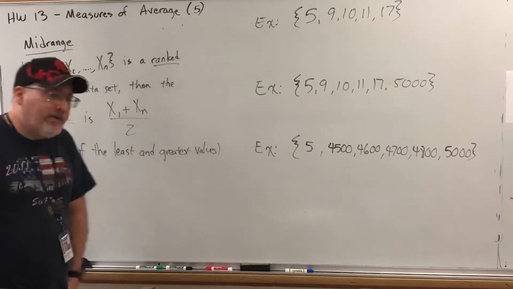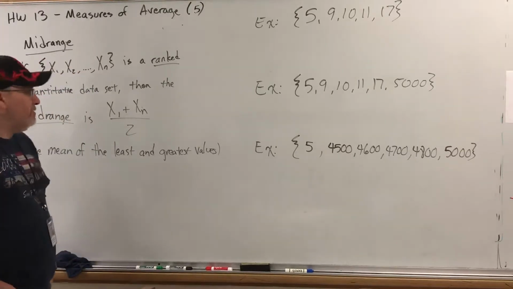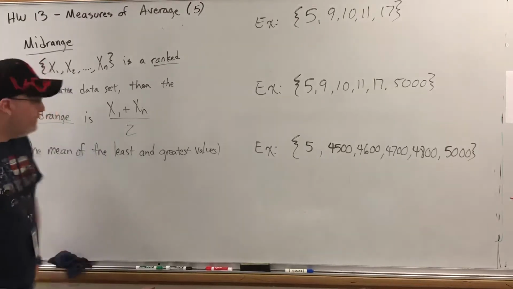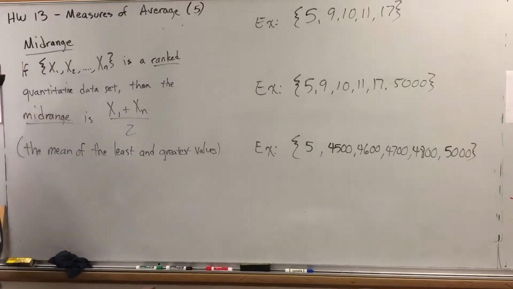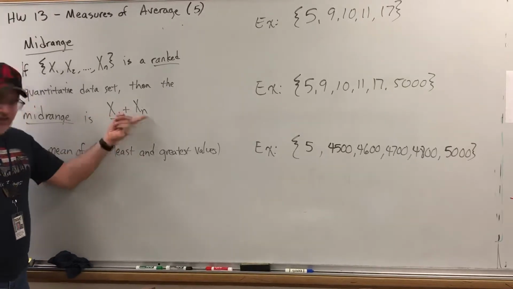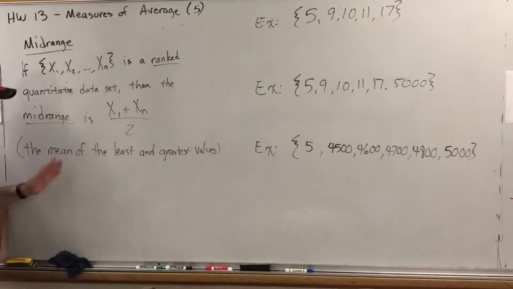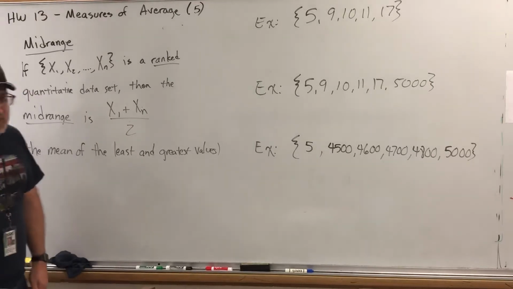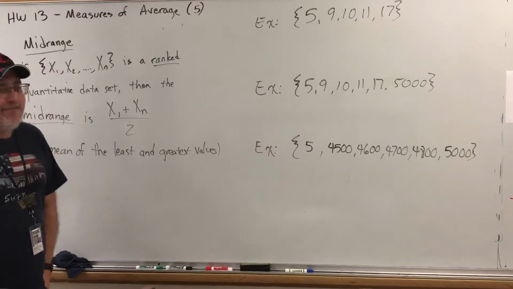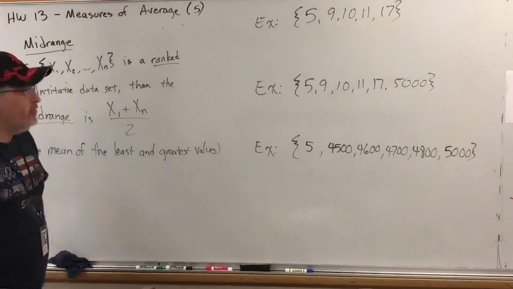And I should go on record as saying that it is not necessary that the data set be ranked, be put in order. The only reason I said that is so that I can explicitly refer to the least value and the greatest value generically. But really it's just the average of the highest and lowest values. So having them ranked is not really that important. What's important is identifying the least and greatest values.